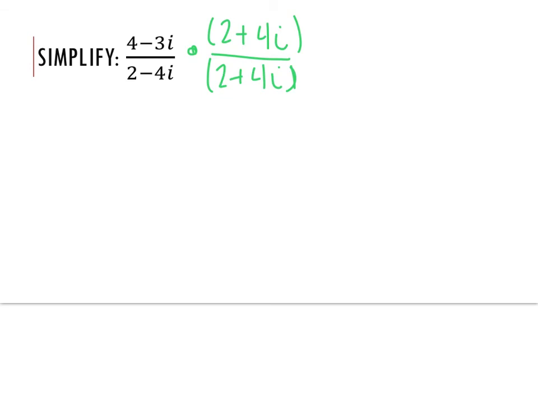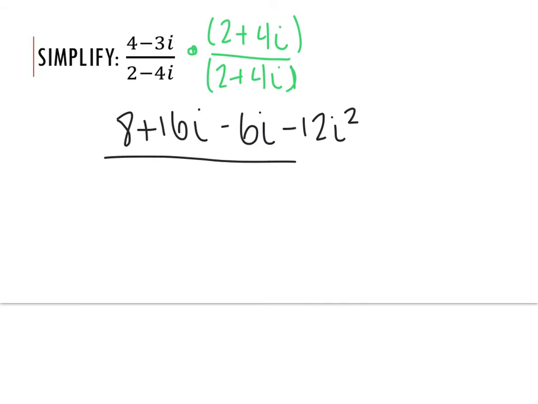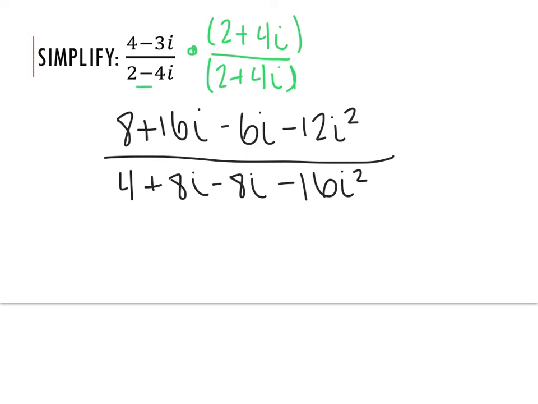So I'm going to go ahead and FOIL. When I FOIL the top, I get first, gives me 8, outer, inner, last, it's going to be an i squared. On the bottom in the denominator, first, outer, inner, and last, -16i squared. And so I multiply by the difference of two squares because these guys just cancel, which is super nice.